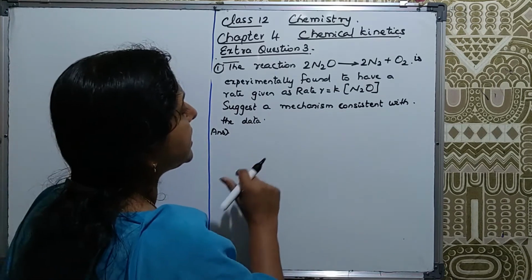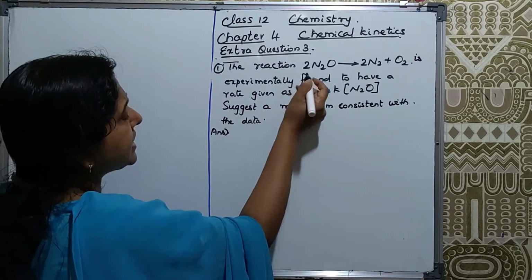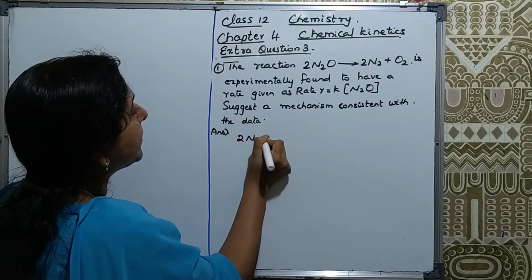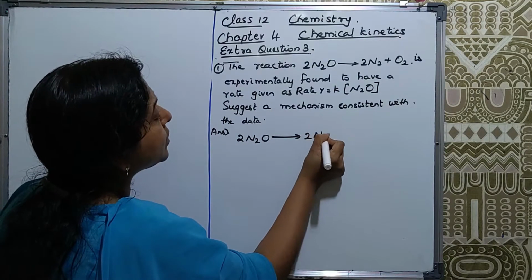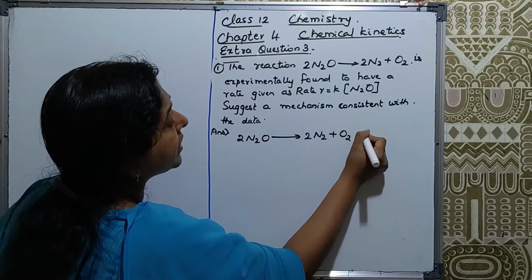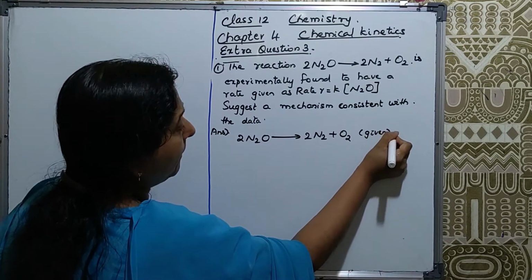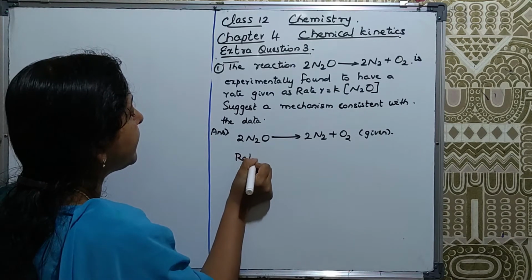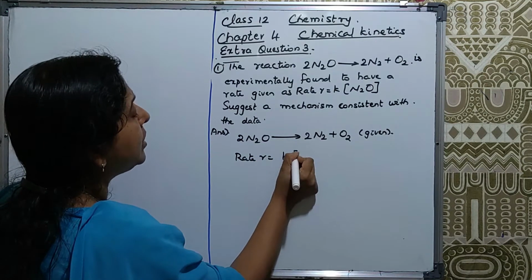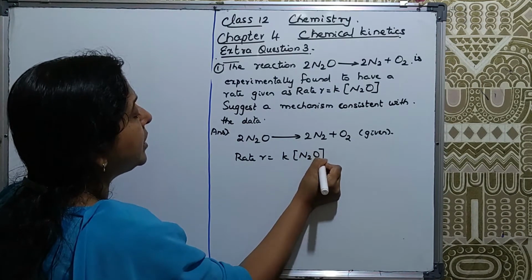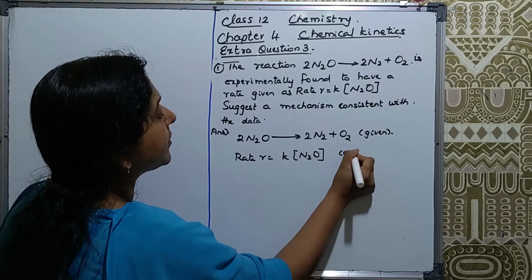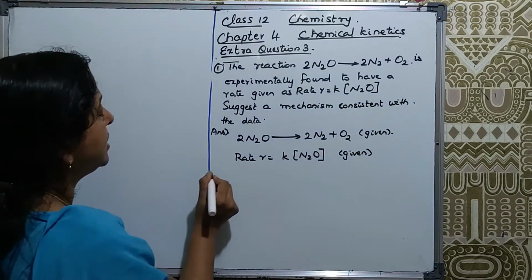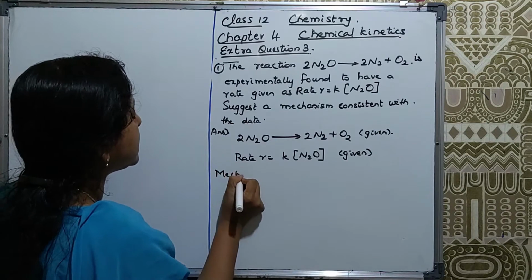So, for finding the mechanism of the reaction, first we'll write the given overall equation. So here 2N2O gives 2N2 plus O2. I'll write as given data. Next, the rate law they gave in the question: rate R equal to K into concentration of N2O. These two data were given in the question. From these two given data, we'll identify the mechanism of reaction. So now we are writing the mechanism of reaction.